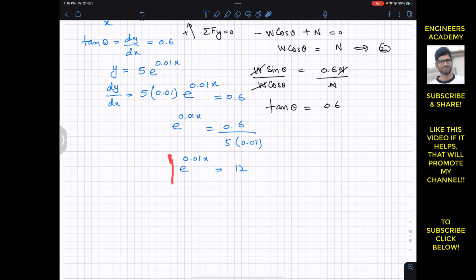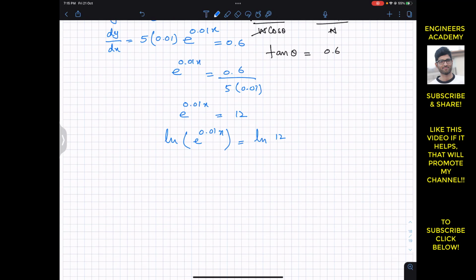So now this will give us the x value. To find this we have to take the natural log on both sides of the equation. So this is e to the power 0.01x and natural log of 12. Applying natural log, we can move this power here, so that will become 0.01x natural log of e, which is equal to natural log of 12. Natural log of e is 1. So we have 0.01x equals natural log of 12. And from this we can say that x is equal to natural log of 12 divided by 0.01.